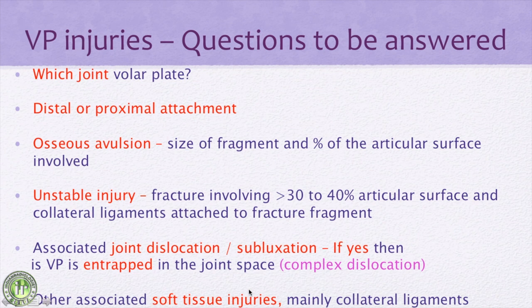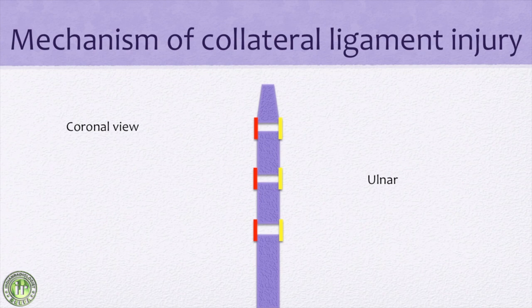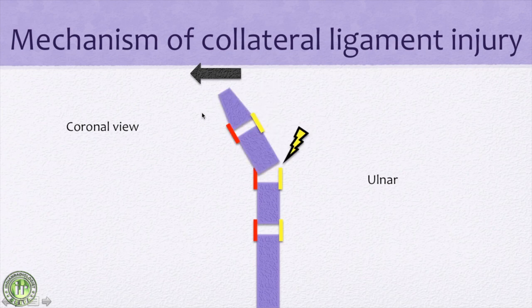And lastly, you need to mention the other soft tissue injuries, mainly the collateral ligament injuries. Collateral ligament injuries happen with valgus or varus loading forces. Again, you can grade them depending upon the grade of injury. And in this case, you also need to look for any interposition of the ligament within the joint. So the mechanism is a varus or a valgus loading force. If the force is directed on this side, there is increased tension on these ligaments. And if the force is directed on this side, there is increased tension on these ligaments. So whenever there is an increased valgus or varus force, it will result in a tear of the collateral ligament.